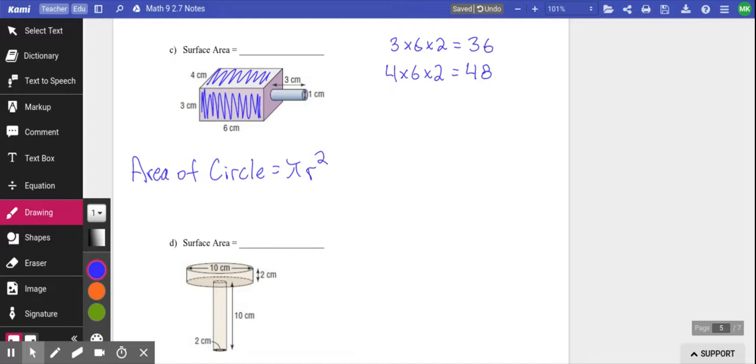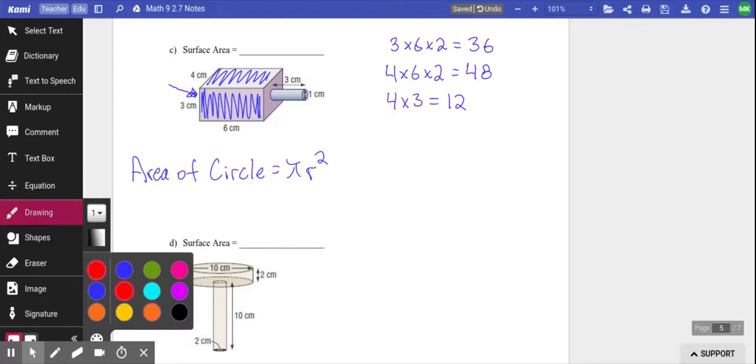Then I'm going to look at the left side. This side over here. The area of that side would be 4 times 3, which is 12. And then I've got this side over here.